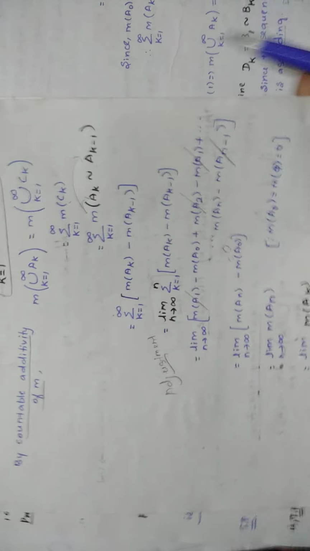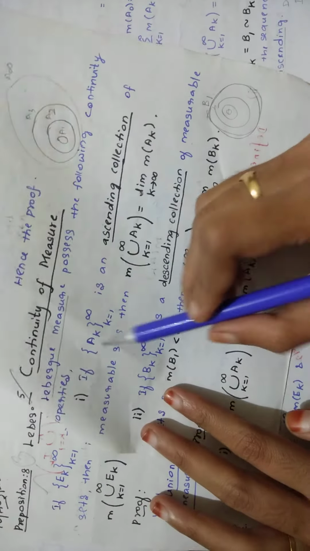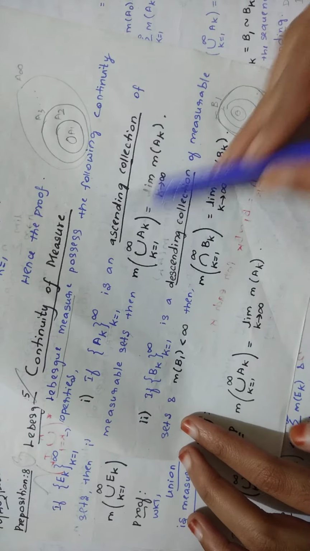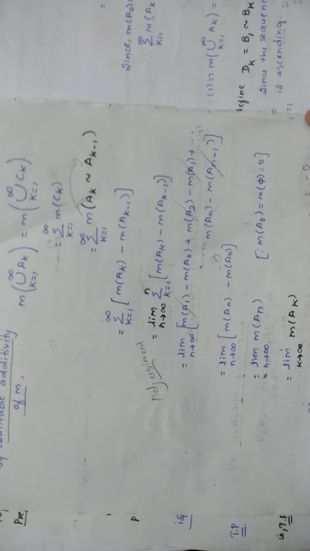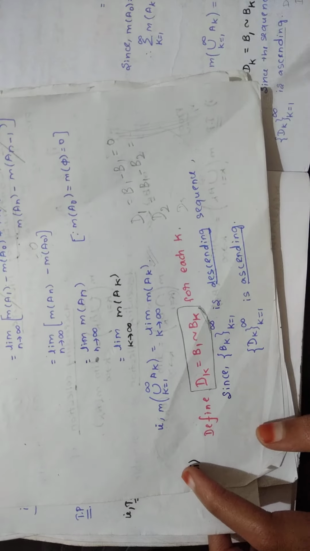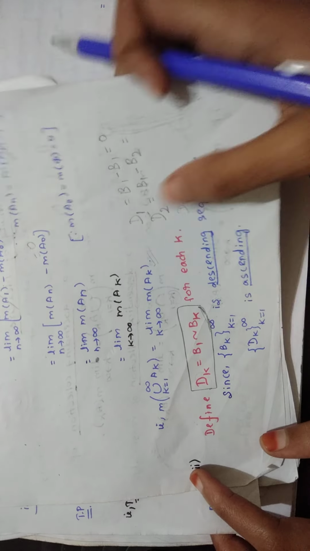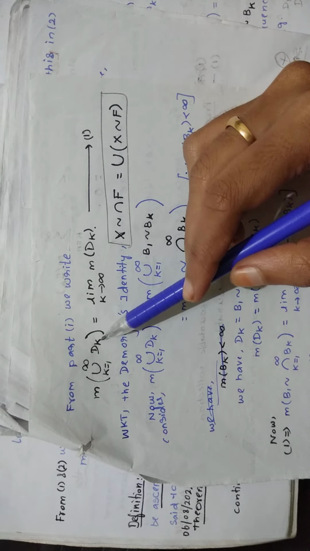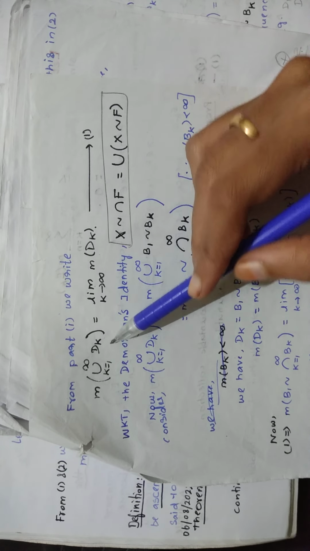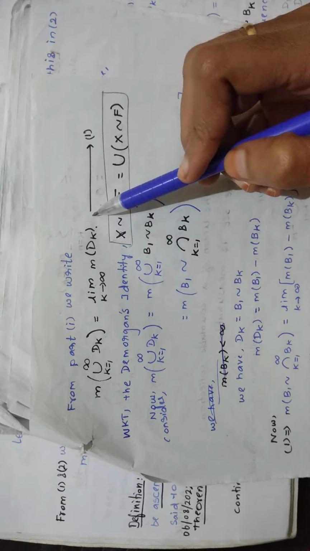Now you know that if there is an ascending sequence, in the first property you said that if there is an ascending collection, this condition will be satisfied. So here also dk is ascending, and that is why you are using part 1 for dk. So from part 1 we write this. In part 1 you have ak, here you are writing for dk, so in the place of ak you put dk.